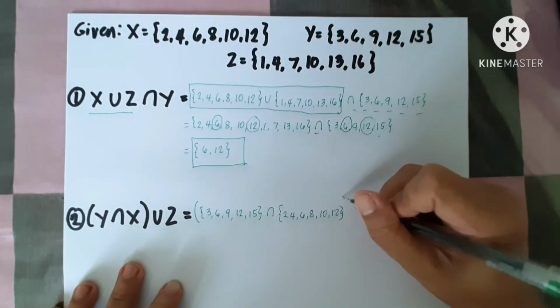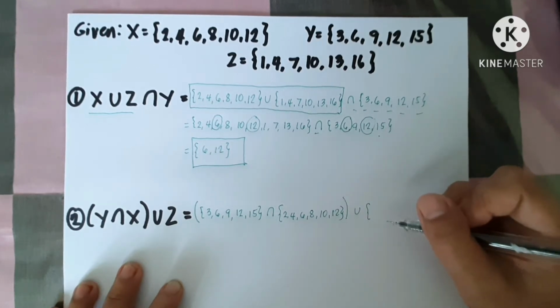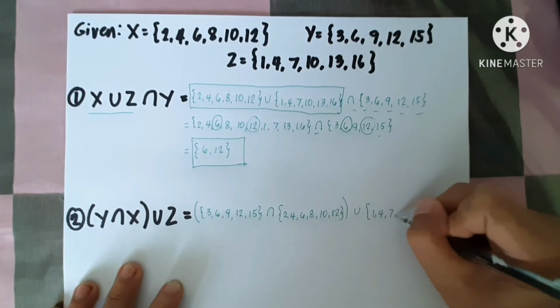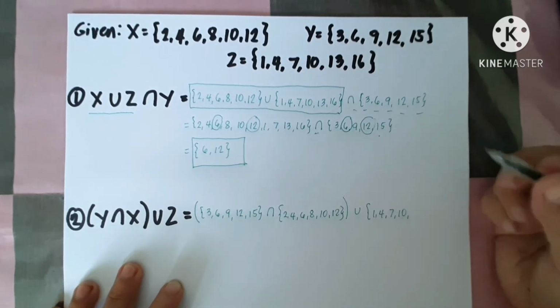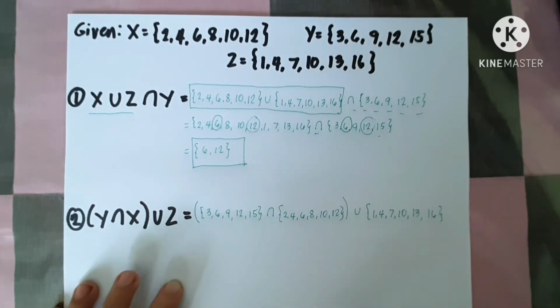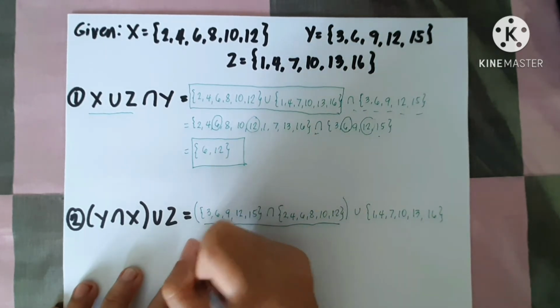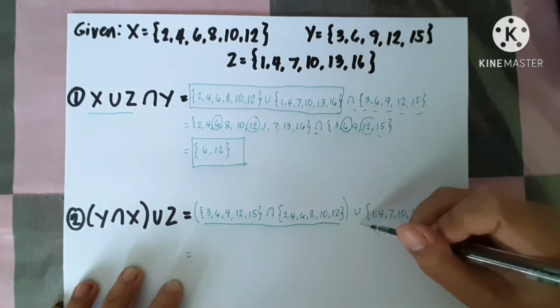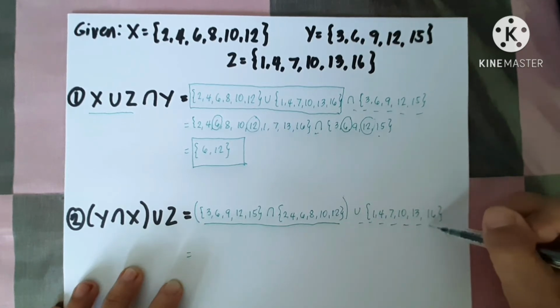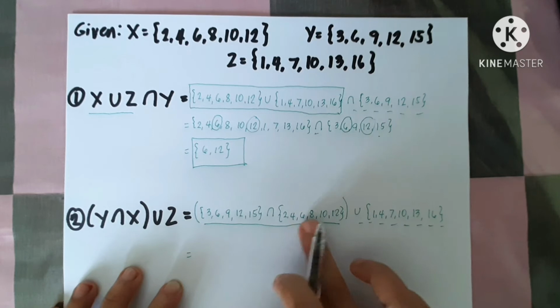And then I put a parenthesis here, and then union of set Z, and the elements of set Z are 1, 4, 7, 10, 13, and 16. Alright, so as we have said, we will first go to this task, no? Getting the intersection, and that means we just have to copy this on the second part of the solution later. So let's now get the intersection. Let's check what are the common elements between these two sets.